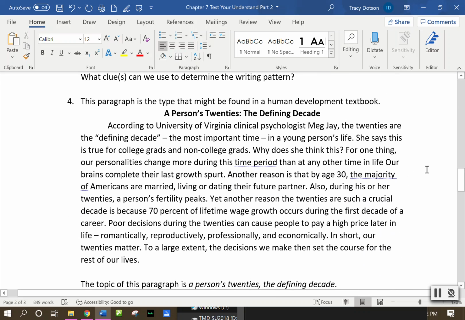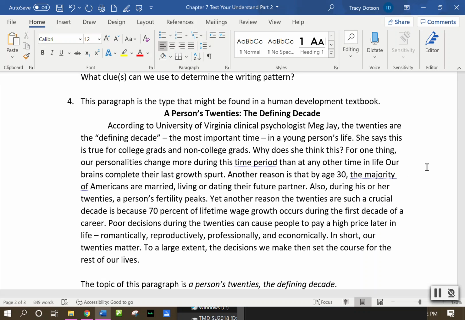Number 4, this comes from a human development textbook, and we have a title, A Person's 20s, the Defining Decade. According to University of Virginia clinical psychologist Meg Jay, the 20s are the defining decade, the most important time in a young person's life. She says this is true for college grads and non-college grads. Why does she think this?